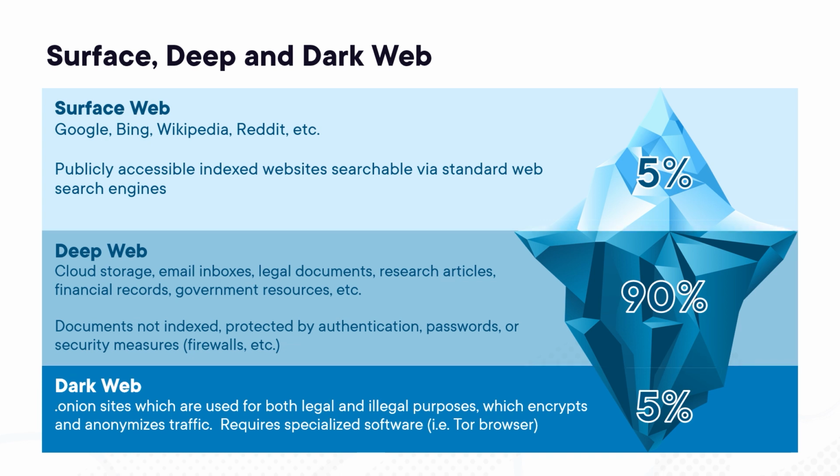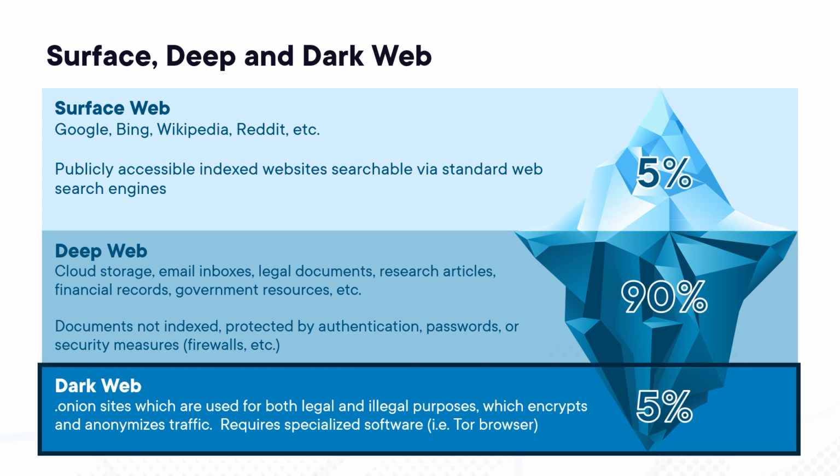And then below that, we have the dark web, which is what I talked about just a moment ago. So these things are not searchable, they're not indexed, and they're not even reachable by normal web browsers. So they're .onion sites, so they don't show up in any search engines, and you need specialized software to actually access these sites. And the tools that you use encrypt and anonymize traffic. So it requires specialized software like the Tor browser.